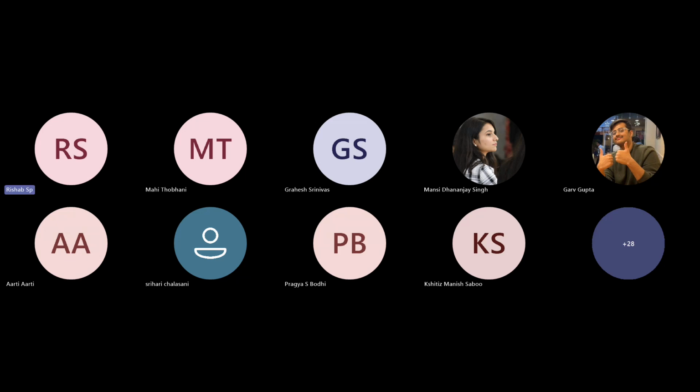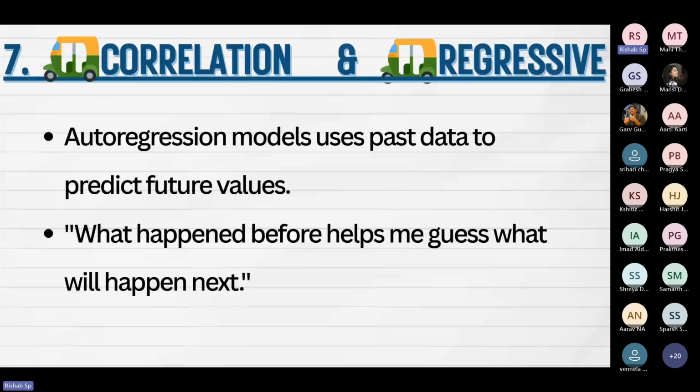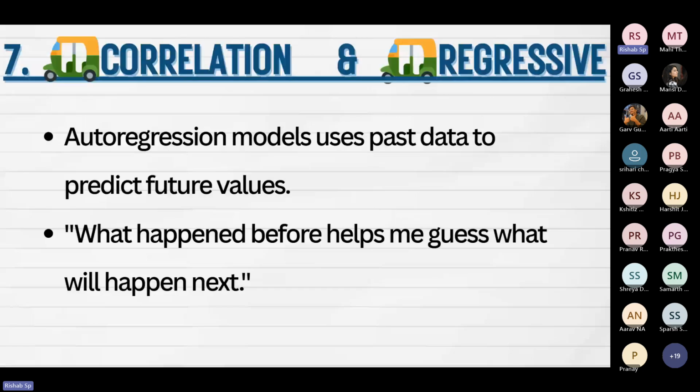So once again, autoregression helps us predict future data using past data. Autocorrelation checks if there is a similar pattern. Are today's results similar to what happened before? In the Excel example, the previous 100 sale was similar to the current sale, right? So there is a similar pattern. This is all about autocorrelation and autoregression.